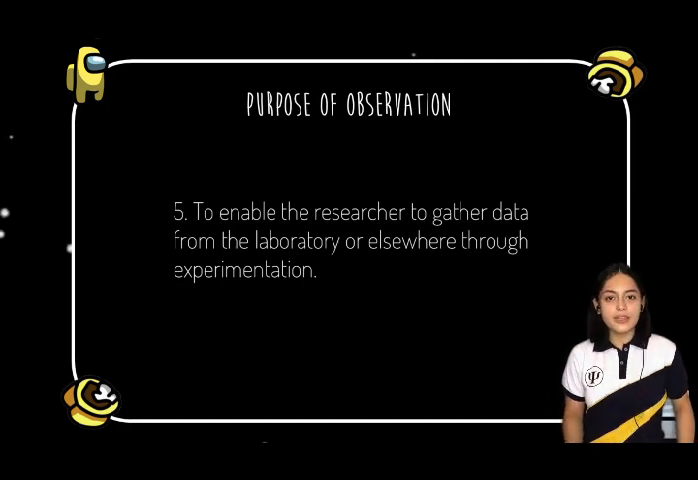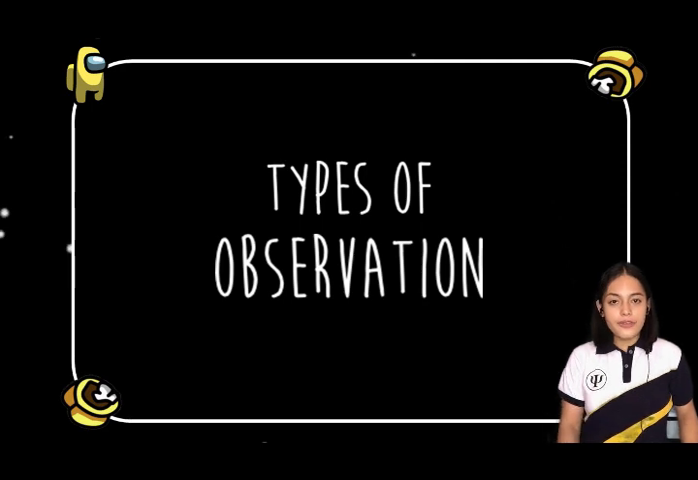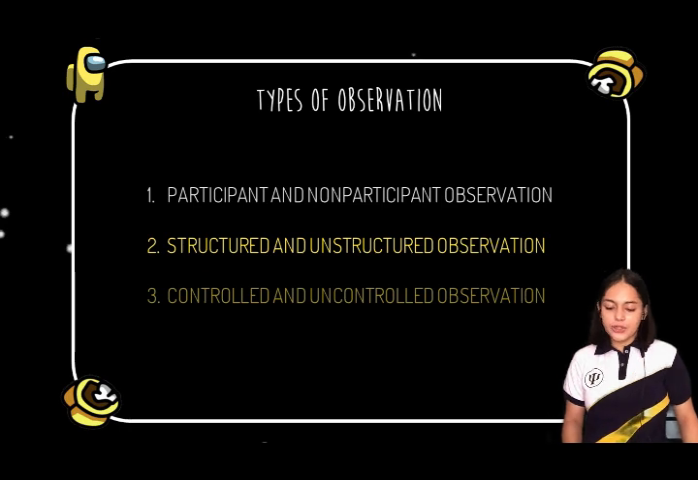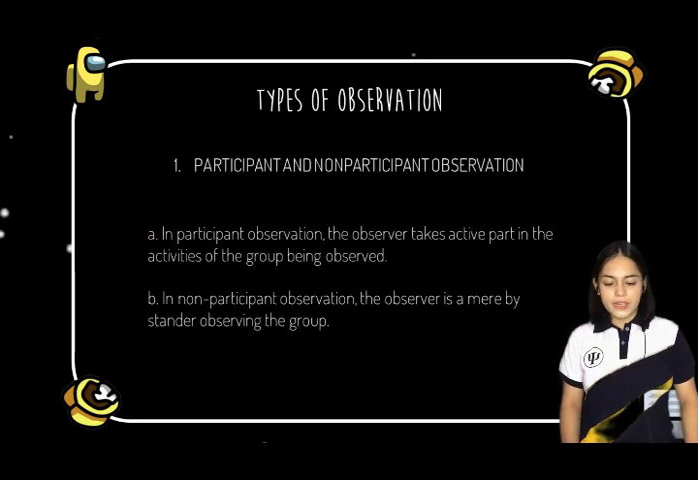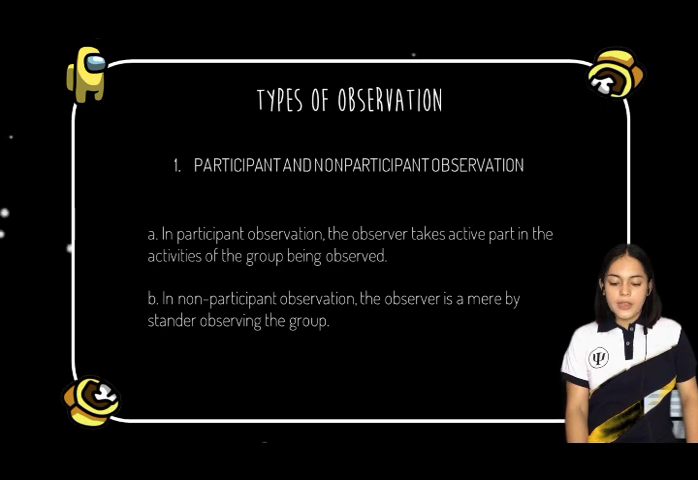Let's now proceed to the types of observation. There are 3 types of observation. Number 1, participant and non-participant observation; number 2, structured and unstructured observation; and the last one is controlled and uncontrolled observation. The first type of observation is participant and non-participant observation. In participant observation, the observer takes an active part in the activities of the group being observed.